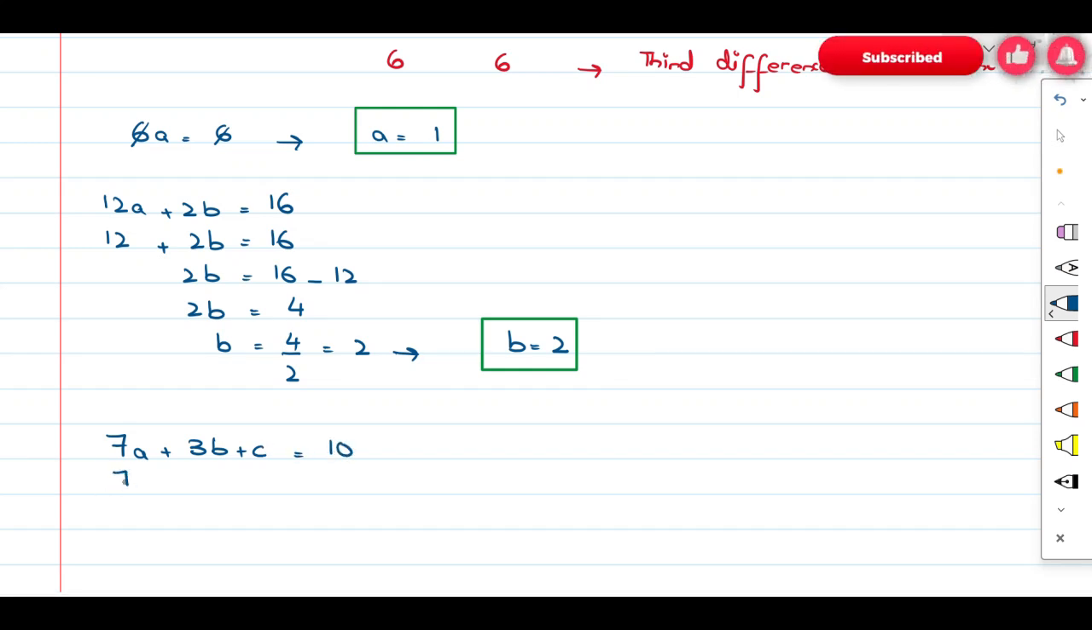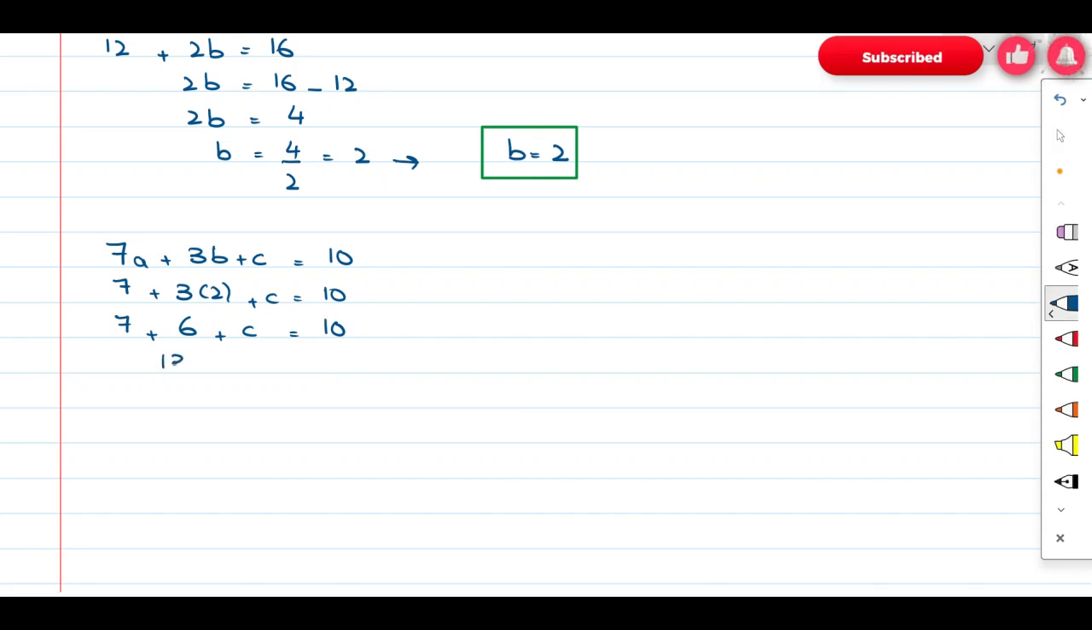So a is 1, so 7, plus 3b, where b is 2, plus c, which is equal to 10. So 7 times 1 is 7, 3 times 2 is 6, 6 plus 7 is 13, plus c is equal to 10. To get c, we shift the 13 to the other side, 10 minus 13, so this is negative 3. So from here you get the c value, which is minus 3. So we got c as well, minus 3, right?